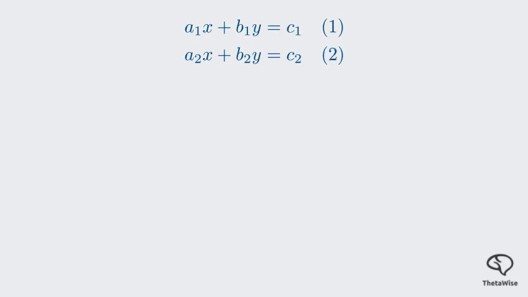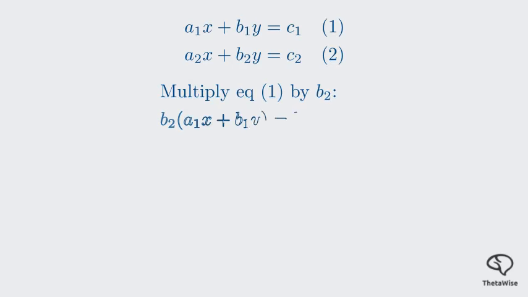Our strategy is elimination. We want to get rid of one of the variables. Let's start by eliminating y. To do this, we need the coefficients of y to be the same. The simplest way is to multiply the first equation by the coefficient of y from the second equation, which is b2. So we multiply every term in the first equation, a1x plus b1y equals c1, by b2.